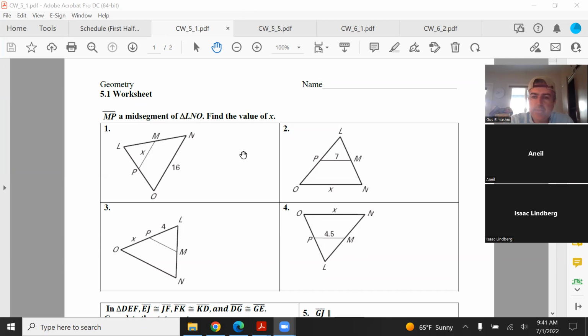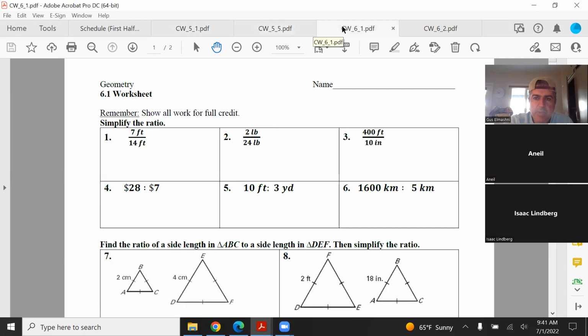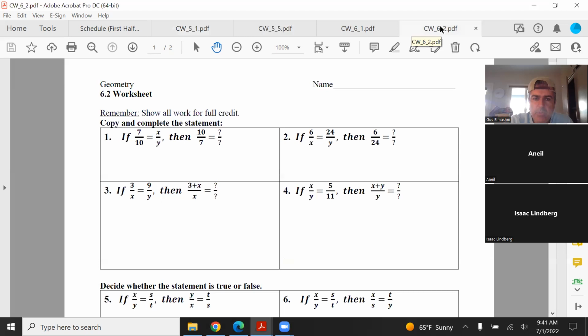Anyway, let's talk about this topic here on 5.1. I'm going to do the odds, and I'll have you guys do the evens in a little bit. Around 10 o'clock, we'll take a short break. After the break, we'll do 5.5 and maybe sneak in 6.1. Then we'll do a lunch break, and we'll do 6.2. We should be done a little early today, before 12:30.